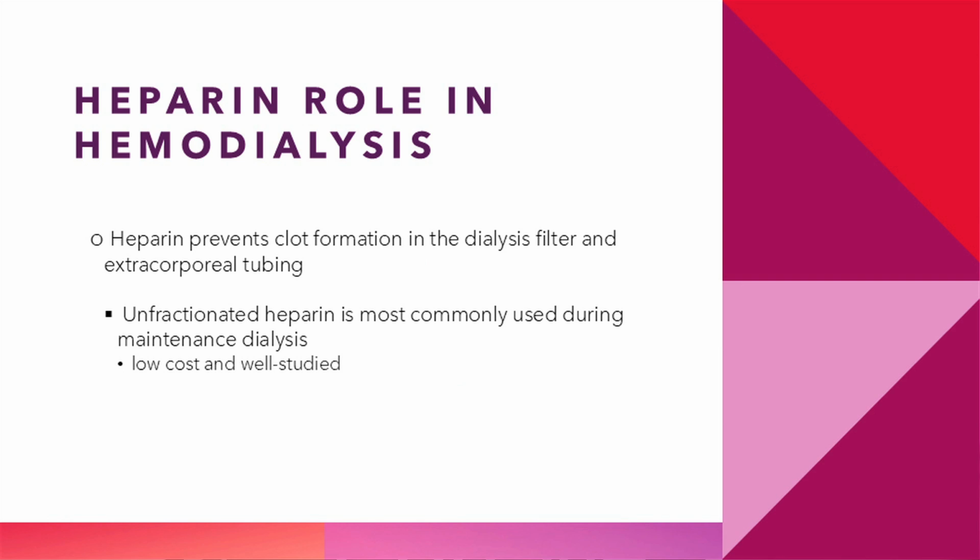And so where does heparin play a role in this? Heparin prevents clot formation in the dialysis filter as well as the extracorporeal tubing. Heparin is mostly used in standard hemodialysis just because it is low cost and well studied. And just of note, today I'm going to be talking about long-term maintenance dialysis, not CRRT, which can sometimes use citrate, or peritoneal dialysis only on one occasion.